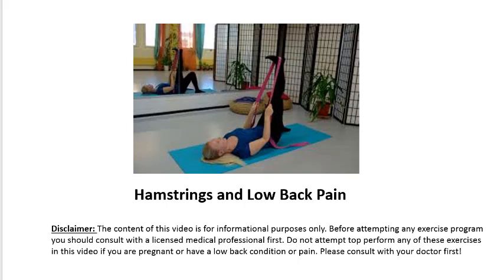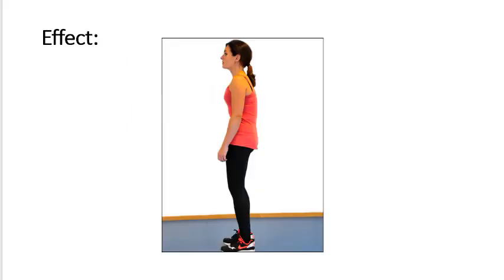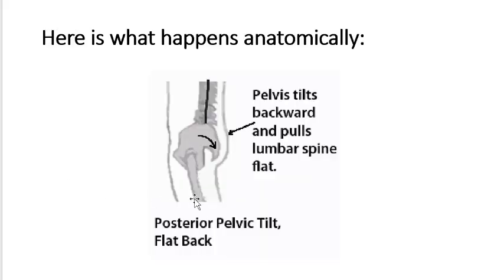In this video today we're going to cover hamstrings and how they relate to your low back pain. If you have tight hamstrings, it might look something like this, where you have a flat lower back and maybe upper rounded shoulders. Tight hamstrings posteriorly tilt your pelvis. In other words, your pelvis gets tilted backwards, and this causes a flattening of your lower back.